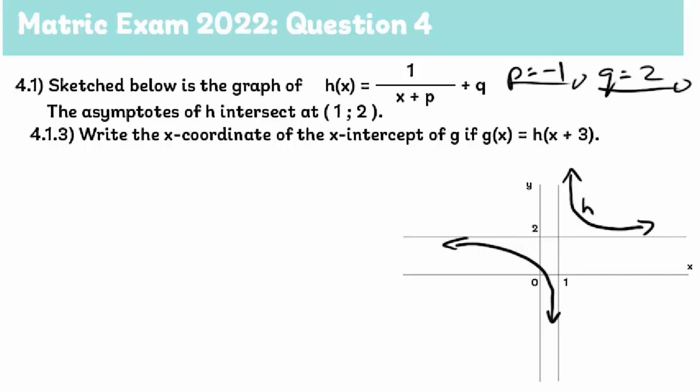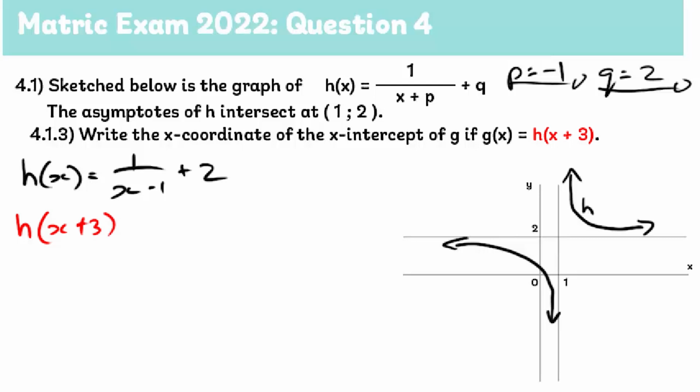Question 4.1.3. Write the x coordinate of the intercept of g if g(x) is equal to h(x) plus 3. So this is almost exactly the same as question 4.1.2, except that there we had to provide both coordinates. Here we just want the x coordinate. The next part is we have to understand the relationship between the function g(x), h(x) plus 3, and h(x). So let's quickly have a look at that. Originally, we have this function h(x) equals 1 over x minus 1, plus 2. They've then adapted this function and put a plus 3 there.